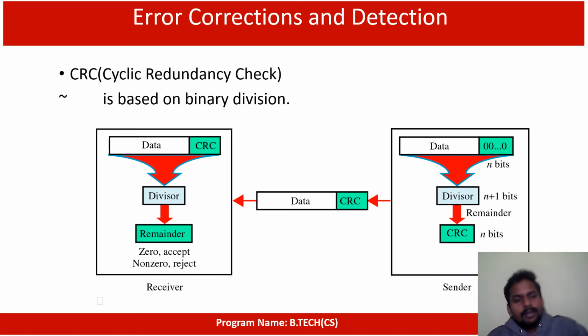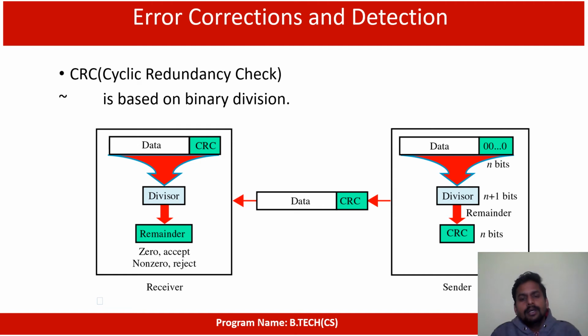And then the final concept is CRC. It is a very important one, because here we are going to produce a new checksum value. That means the CRC value, which is called the cyclic redundancy check. So first we have to find that CRC value, then we have to add that CRC value to our original data.